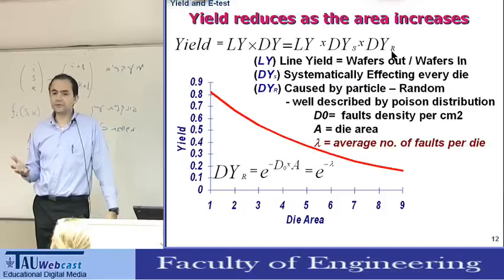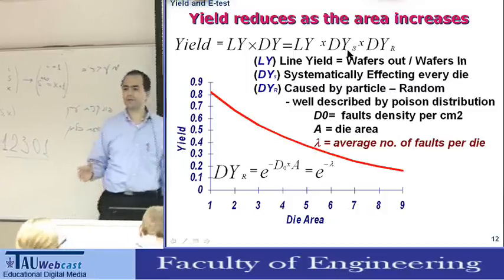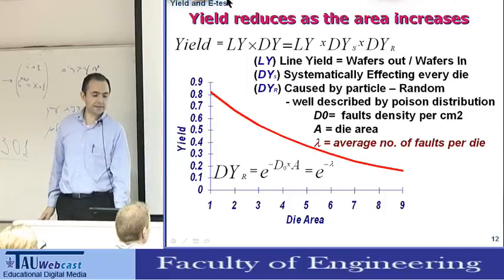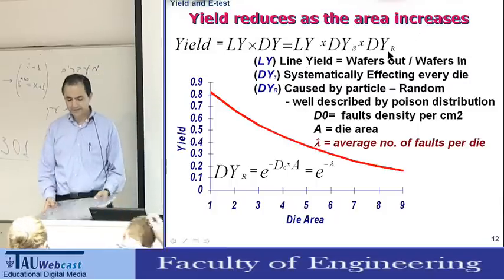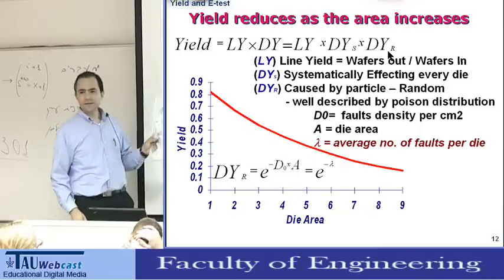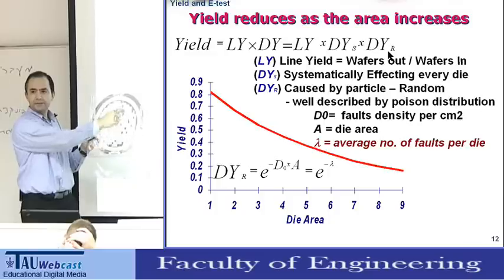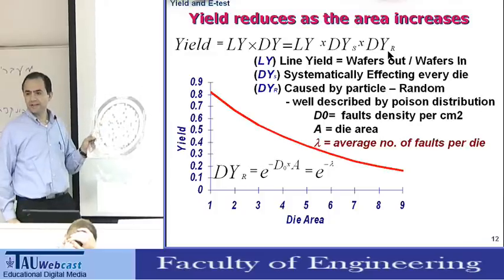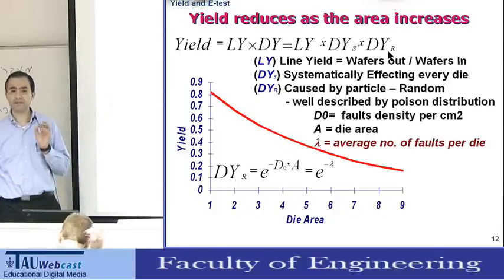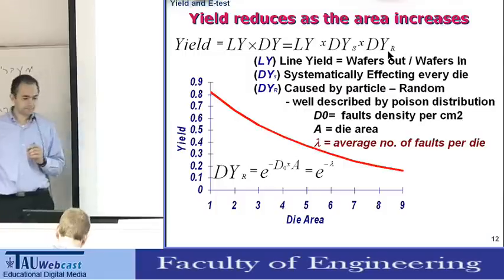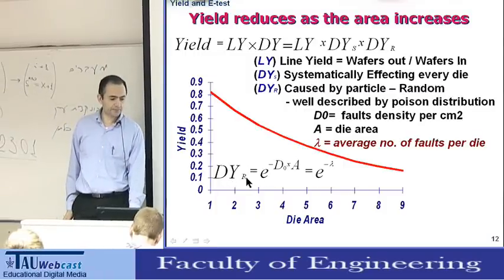Now, when the process is mature, the systematic die yield goes to very close to 100%. But still, there's a random element. The random element means, and here you can see this is probably a random element, every now and then, we get a particle which kills a die. So the random yield is usually actual particles.